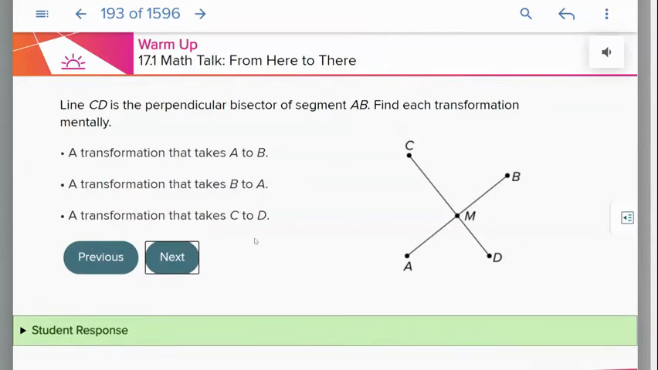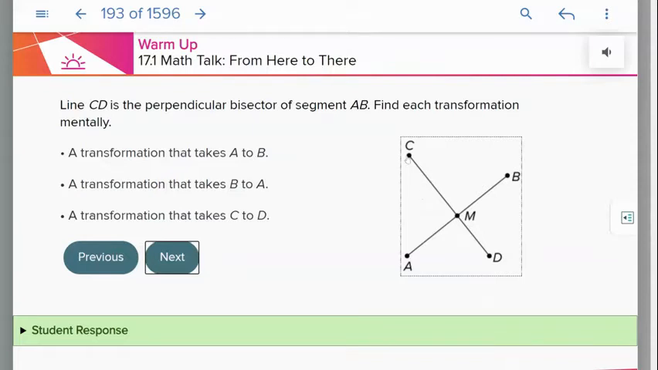Let's see, a transformation that takes C to D. Now this one's a bit tricky, right? Because if you think about reflections, we don't know for a fact, nothing was given to us, that from C to M and M to D, those two segments are the same length. And visually, you can see it doesn't look like it. So there's no guarantee there. So can we do a reflection? Can we do a rotation?